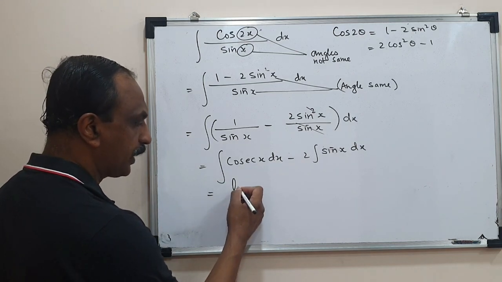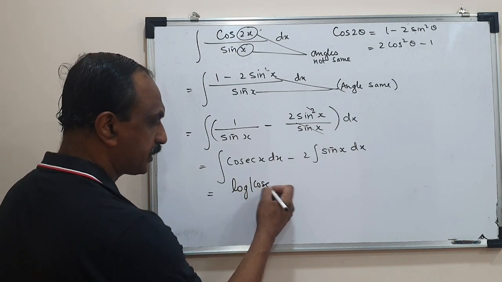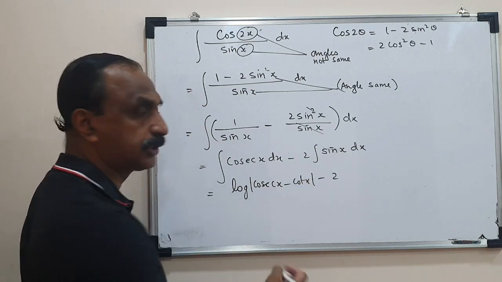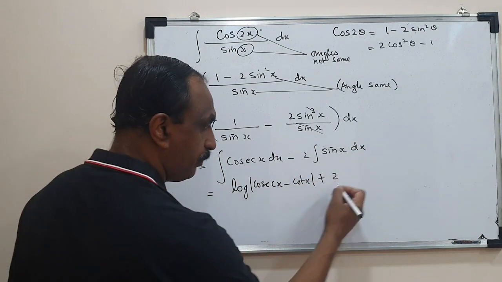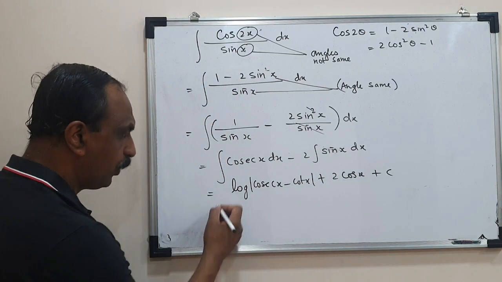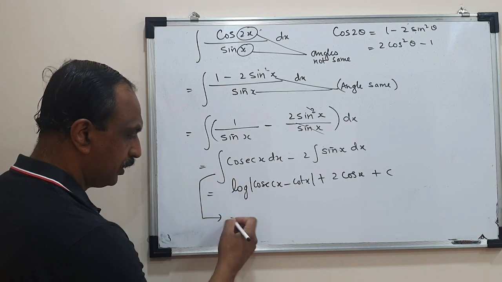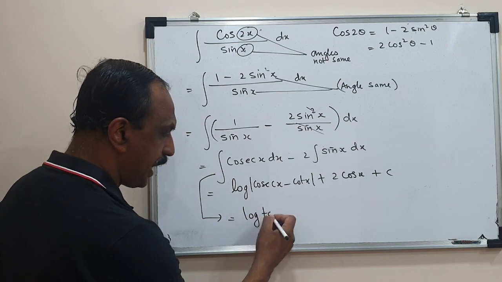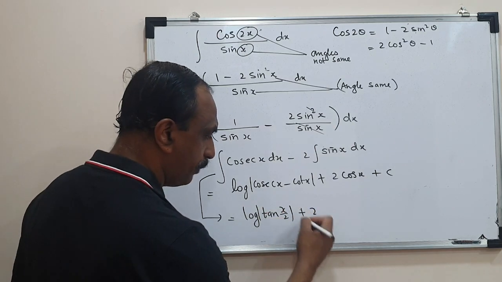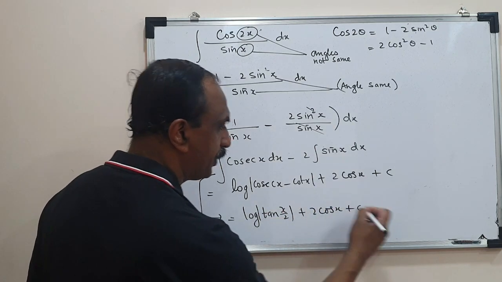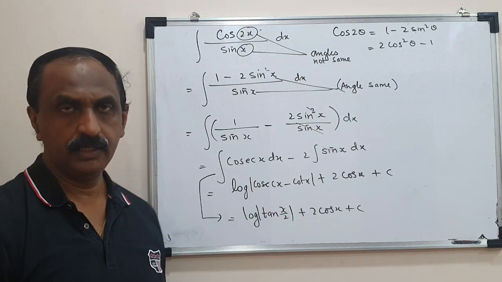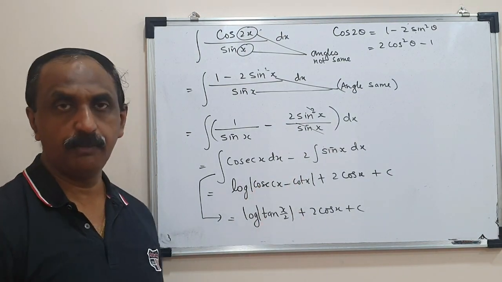One method is you can write log of cosec x minus cot x, minus 2 integral of sin x is minus cos x, so minus of minus plus cos x plus c. This is two ways you can write. You can also write this answer as log of tan x by 2 minus of minus plus 2 cos x plus c. Any one method, you don't have to write both the methods. You can learn one of the formulae, but in the beginning you practice both the formulae because we need to know both of them.